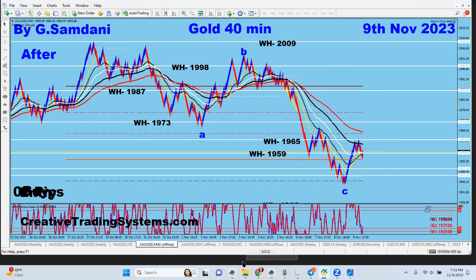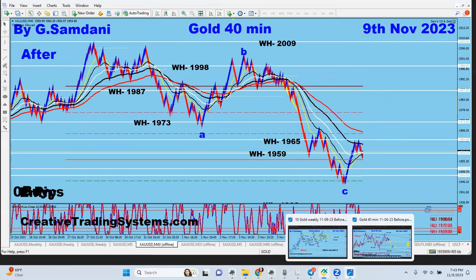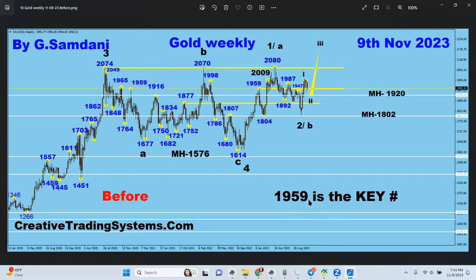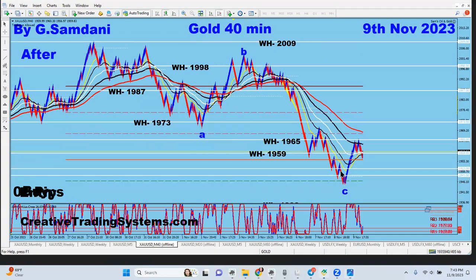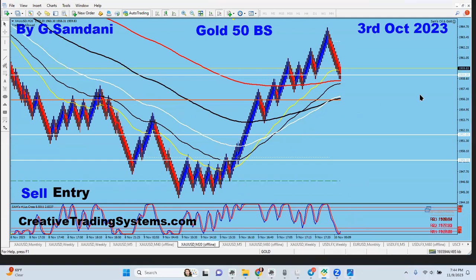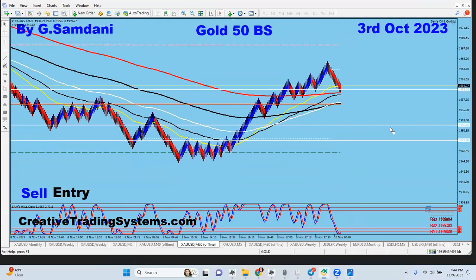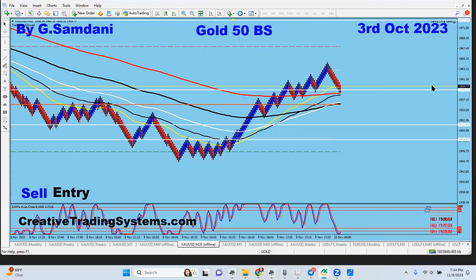Now, like I said, the key number is 1959. If we can stay above that and continue to the upside, then we will go back up the ladder the same way: 1965, then 1987, then 2003, then 2009, and so on and so forth. Again, to the upside. But the key number is 1959. Pay very close attention to that. This is how it is. My entry chart is going to be this. This is actually making kind of a long setup, but it's not the right time.